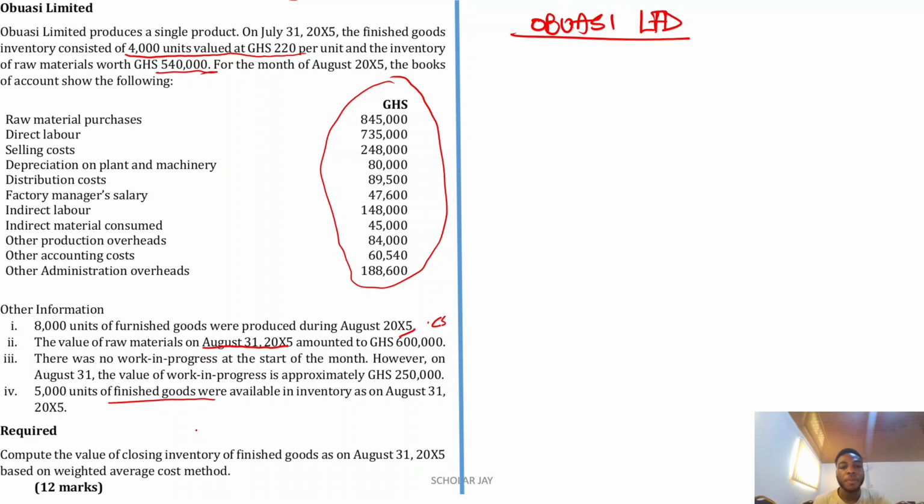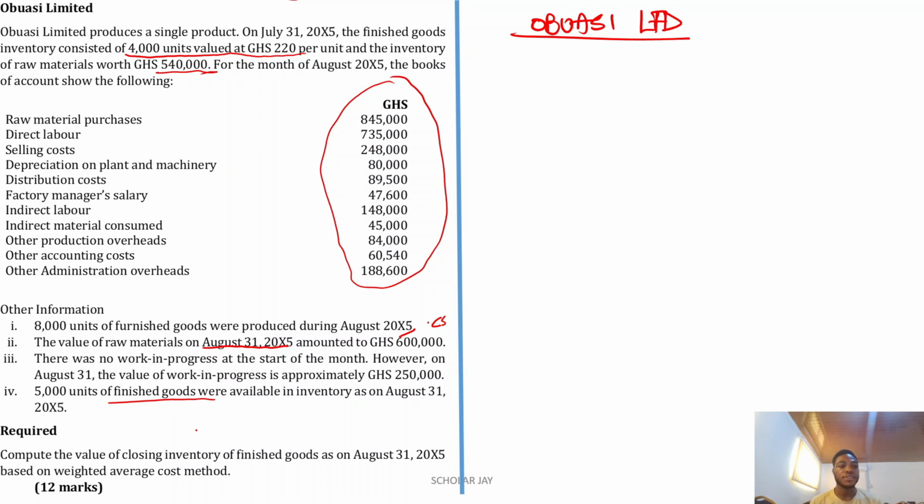Do you remember that in our previous chapters, we mentioned that one of the cost formulas for valuing inventory is the weighted average cost method, right? That is a way we use to value inventory in our books. Now, this method says that if we want to obtain the value per unit of the product we are selling, we get the total value and divide it by the total number of units. You get the price per unit. And that is what this question wants us to do.